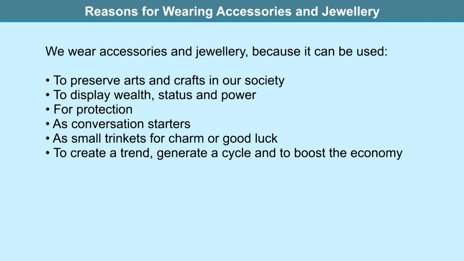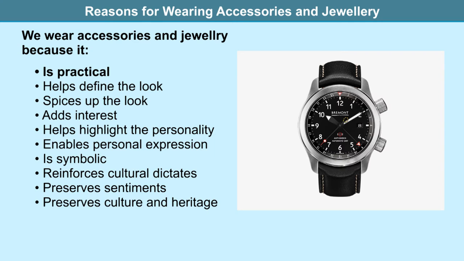Jewelry, particularly amulets and gemstone jewelry, can be used for protection. Small trinkets can be used as good luck charms or as evil eye charms. They can act as conversation starters. They can be used to create a trend, generate a cycle, and boost your economy. Now, let us go back to this list and discuss each one of these points with relevant examples.